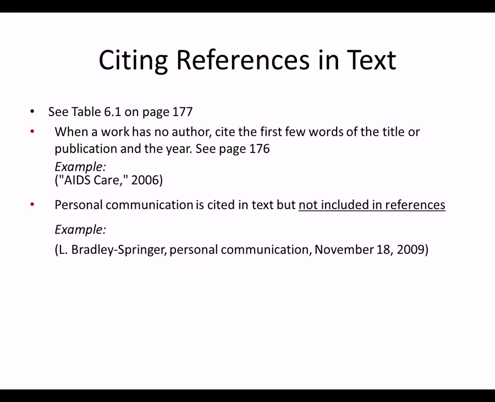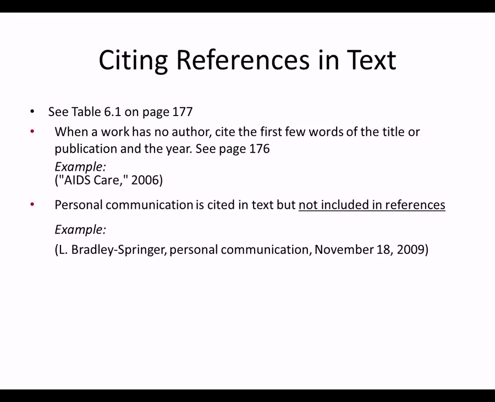It tells you about secondary sources on page 178, classic works, personal communications, how to do those. And then it starts on how to actually put your reference list on page 180. So it tells you here when the work has no author. Also, that is important because a lot of works do not have authors. You want to cite the first few words of the title or publication and the year. And it talks about that on page 176.